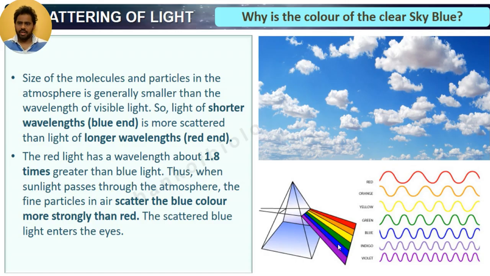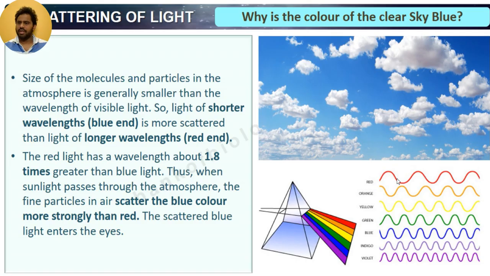Okay. So light of shorter wavelength is more scattered. So if something has shorter wavelength, less wavelength, it is more scattered than light of longer wavelength, red. So see, this is a wavelength. We start for red here and go till here. The point when it comes back to its original position, this is a wavelength, this length. So red has the highest wavelength. So this is the least scattered light in the atmosphere.